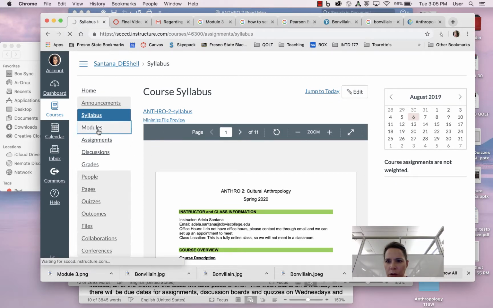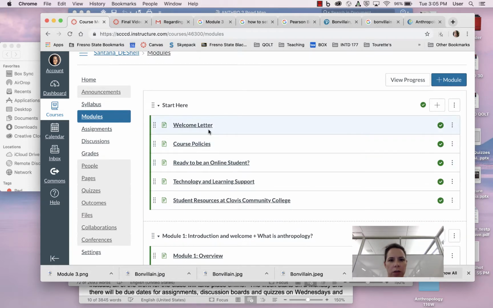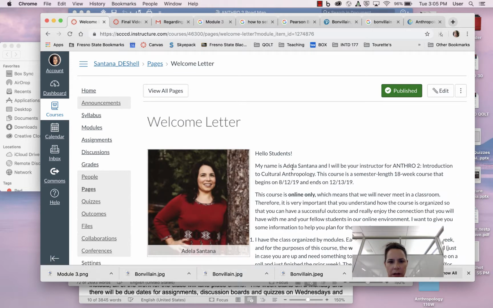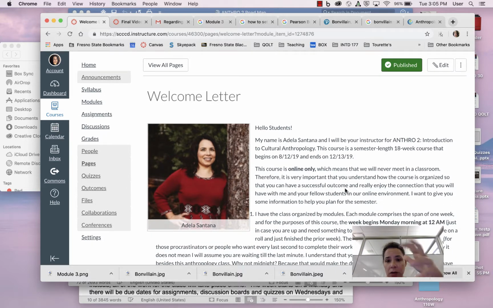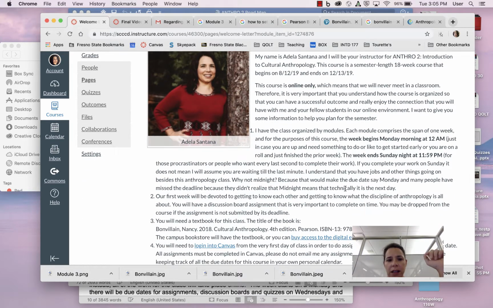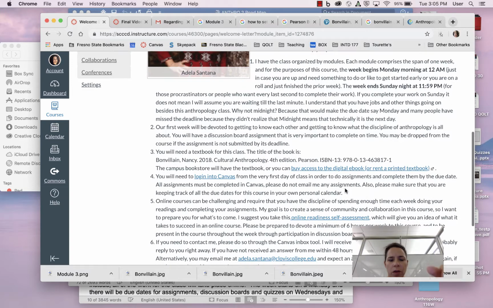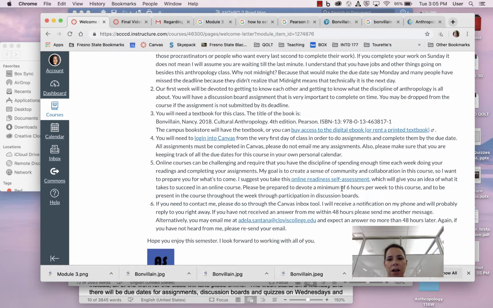Then we go to the modules, and in the modules, we have a Start Here module with the welcome letter, and I've included a picture of myself in the letter because I think it's important for students to be able to see their instructor. It's more human contact. I've included all kinds of information in the letter: how long the course is, that it is an online only course, what that entails, how I've organized the class, what to expect for each of the modules, where to get your textbook, how to log into Canvas, how to take an online readiness self-assessment, how to contact me.